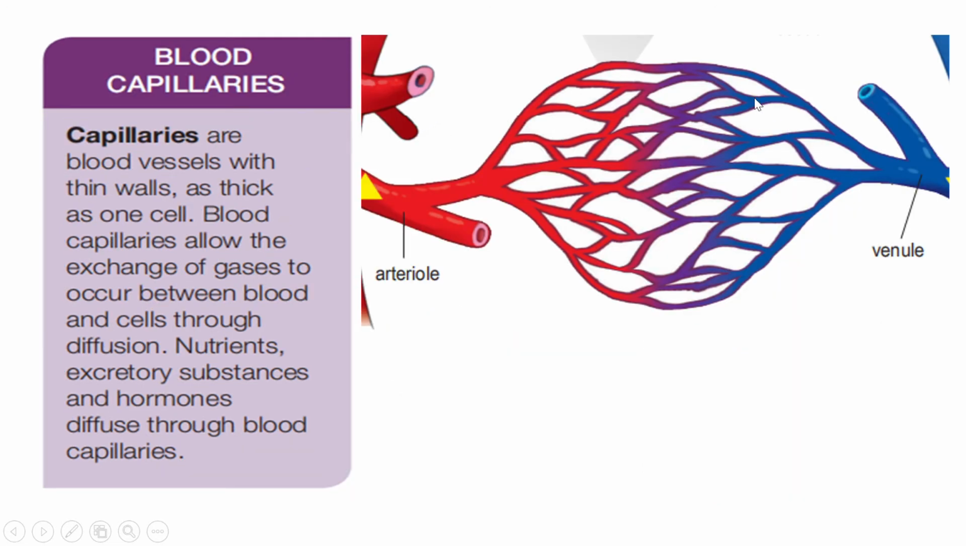Okay, and there we are. This is the blood capillaries, the network of the capillaries with thin walls. How thin? 1 cell thick. And the blood capillaries allow the exchange of gases between the blood and the cells over here. A lot of surrounding cells. And this exchange happens through diffusion because of the difference in the partial pressure. So the nutrients, the excretory substances, the hormones, they will all diffuse in and out easily through the very thin, 1 cell thick blood capillaries.